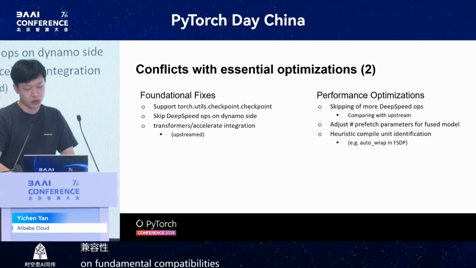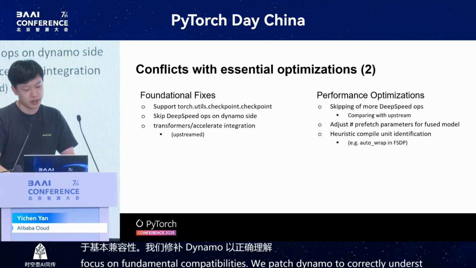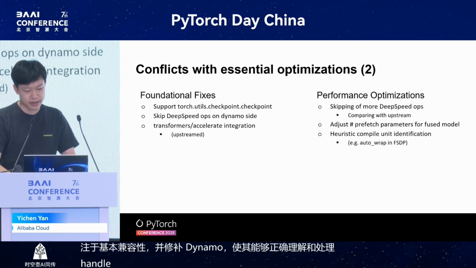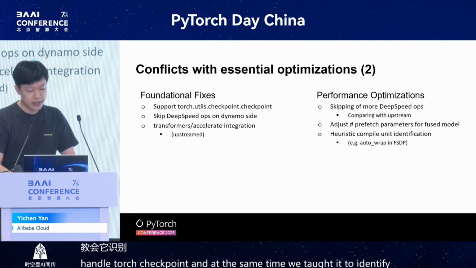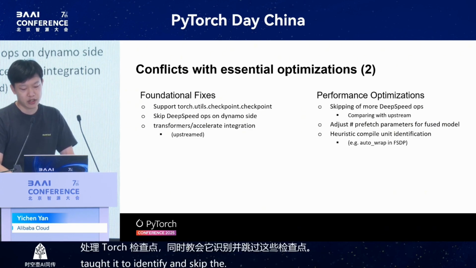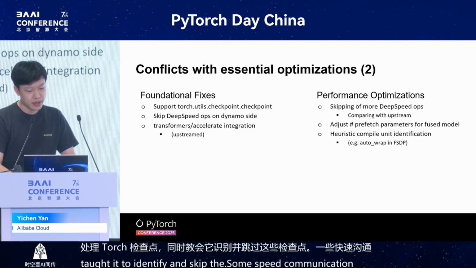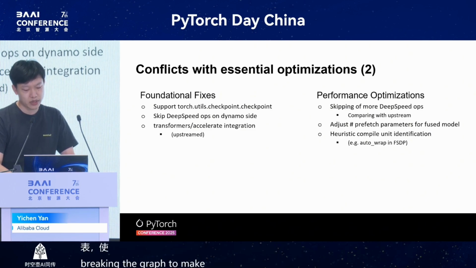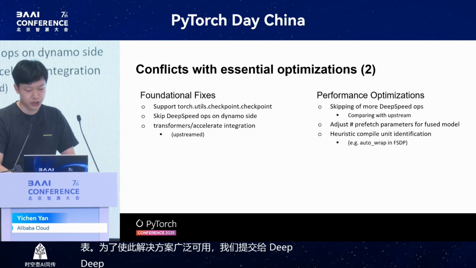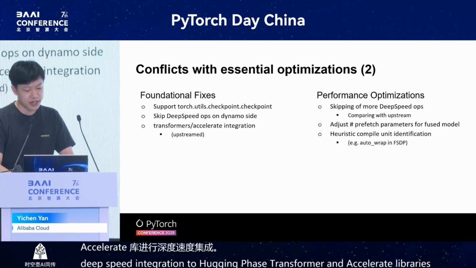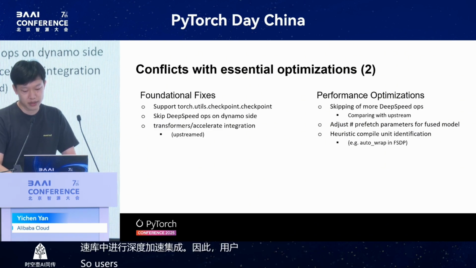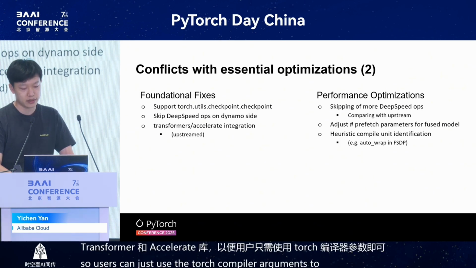We patched Dynamo to correctly understand and handle torch checkpoint, and at the same time, we taught it to identify and skip some DeepSpeed communication ops that were breaking the graph. To make this solution widely available, we submitted the DeepSpeed integration to the Hugging Face Transformers and Accelerate libraries. So users can just use the torch.compile arguments to use DeepSpeed with torch.compile.